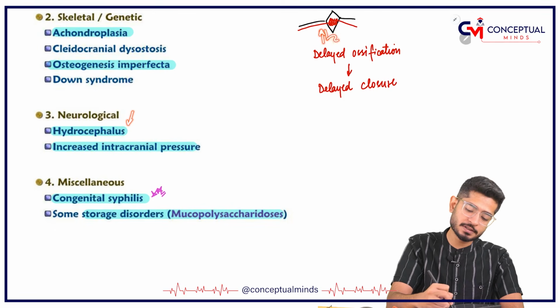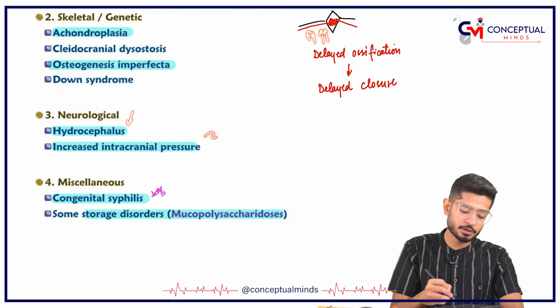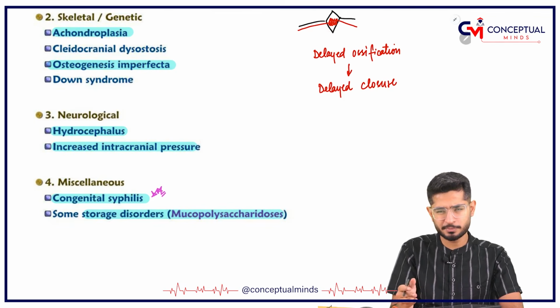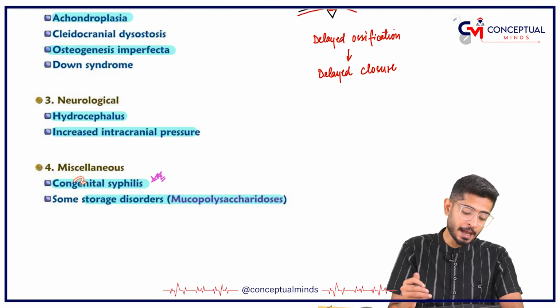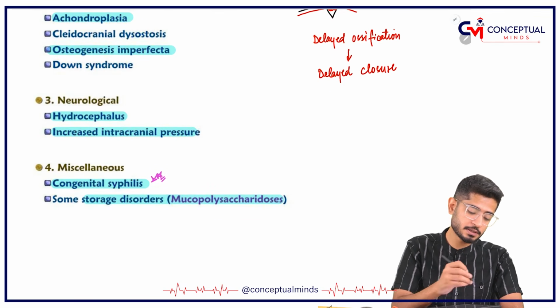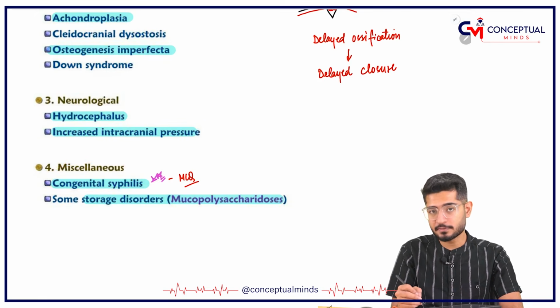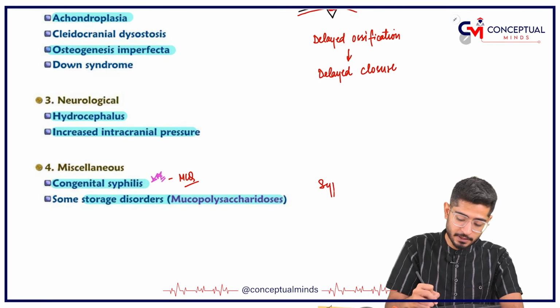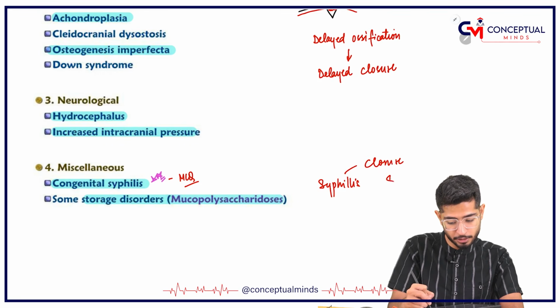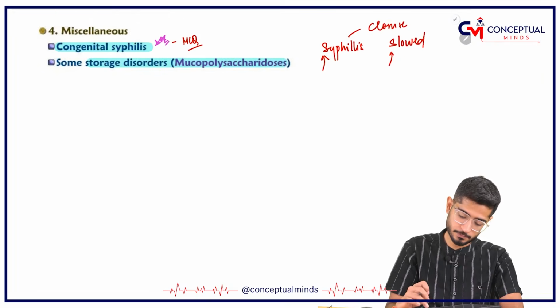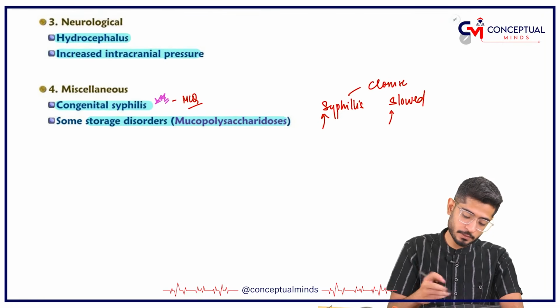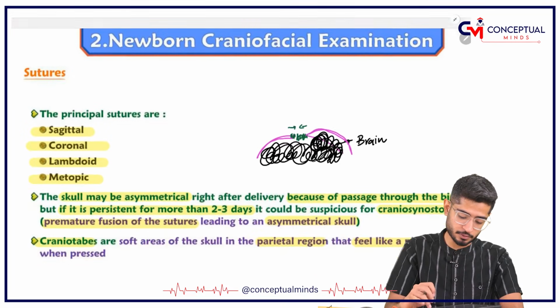Hydrocephalus, of course the pressure is increased, so there will be delayed closure, or you have increased intracranial pressure because of hemorrhage, etc. And the most important question, yeah, this is an important MCQ also: which infection is responsible for the delayed closure? That is going to be syphilis, okay? So syphilis makes the closure slowed down. So S for syphilis, S for slow closure, okay? And S for one more thing, that is the storage disorders are going to be there.